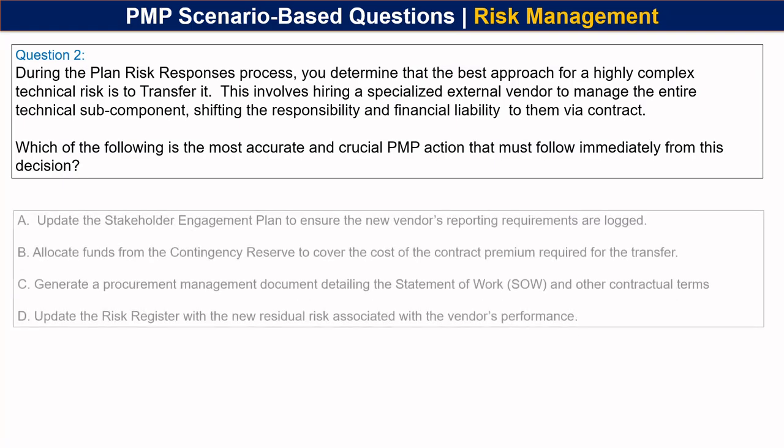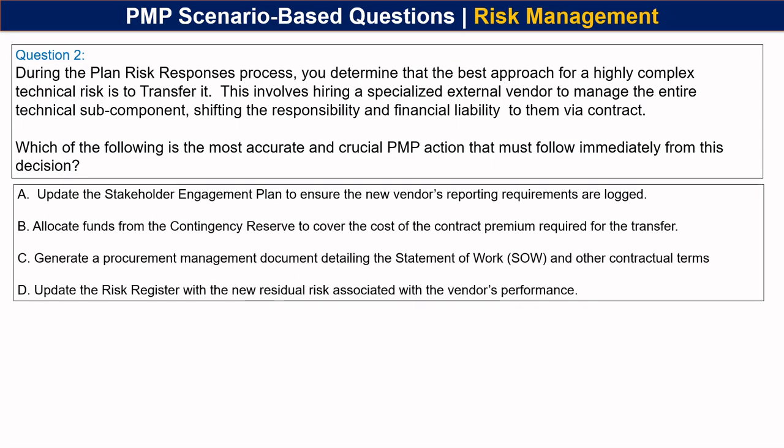And the options are: A. Update the stakeholder engagement plan to ensure the new vendor's reporting requirements are logged. B. Allocate funds from the contingency reserve to cover the cost of contract premium required for the transfer. C. Generate a procurement management document detailing the statement of work and other contractual terms. D. Update the risk register with the new residual risk associated with the vendor's performance. Pause the video and select the best answer.